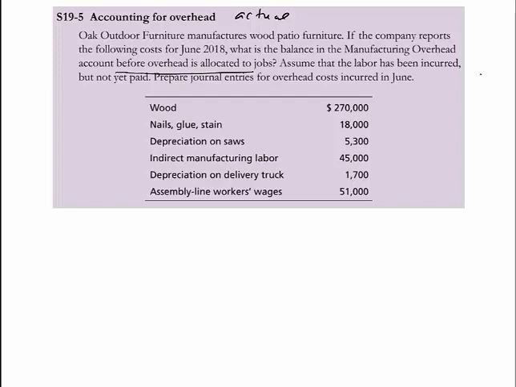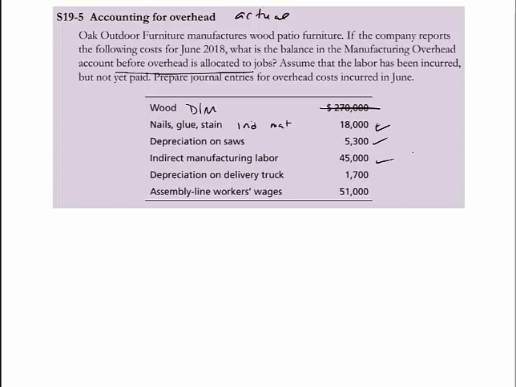we're going to say the labor has been incurred but not paid yet, so that means that's going to be wages payable. So first of all, we just want the overhead, right? And so the wood would be direct materials, so we don't want that. This would be indirect materials, the nail, glue, and stains. We want that one. Depreciation, we want that one, because that'll be manufacturing overhead. Indirect manufacturing labor, so that's our indirect labor.